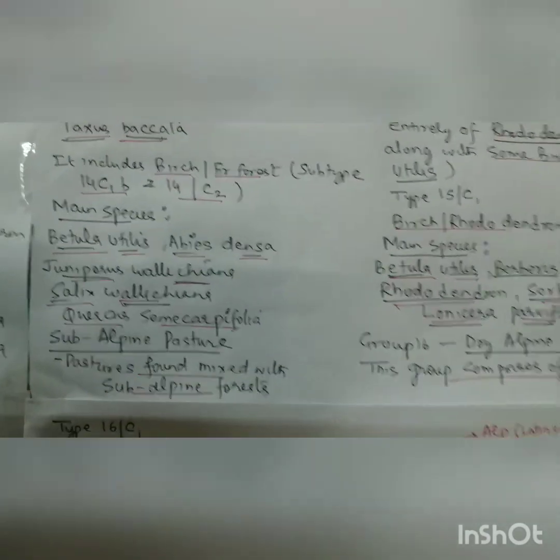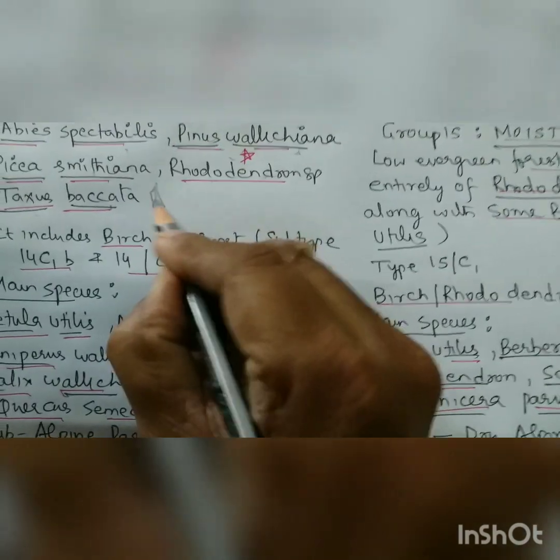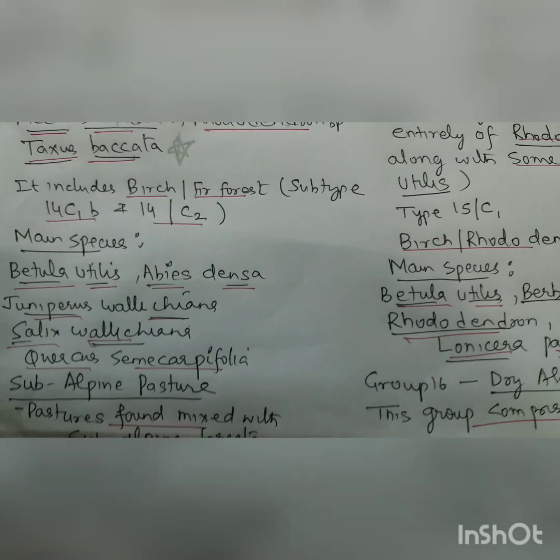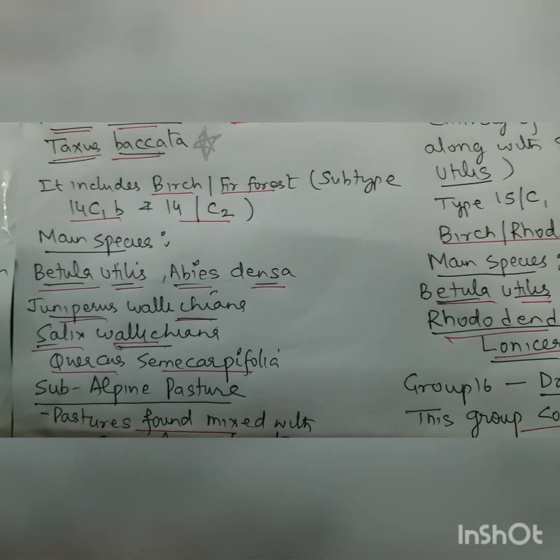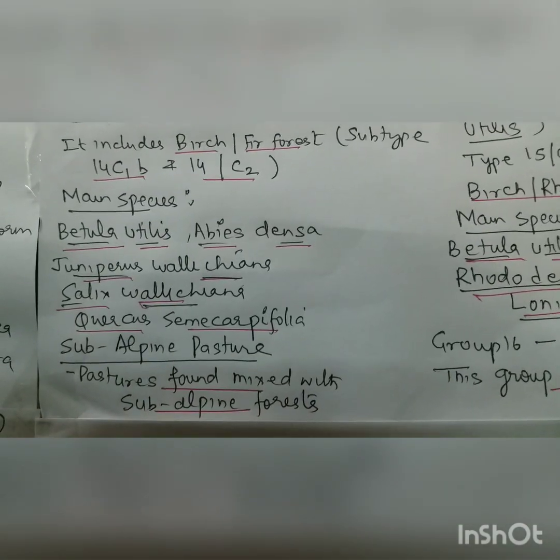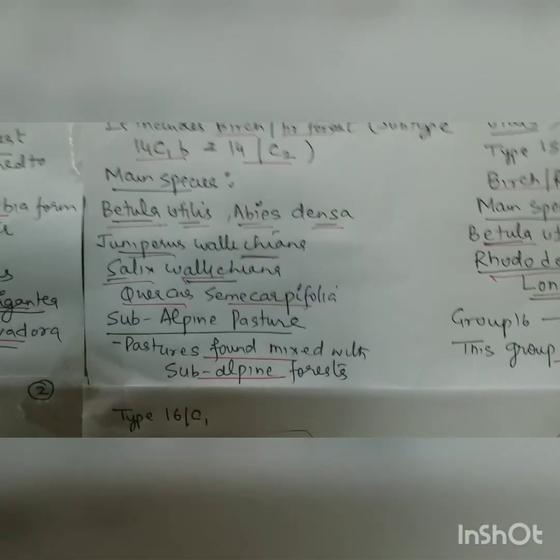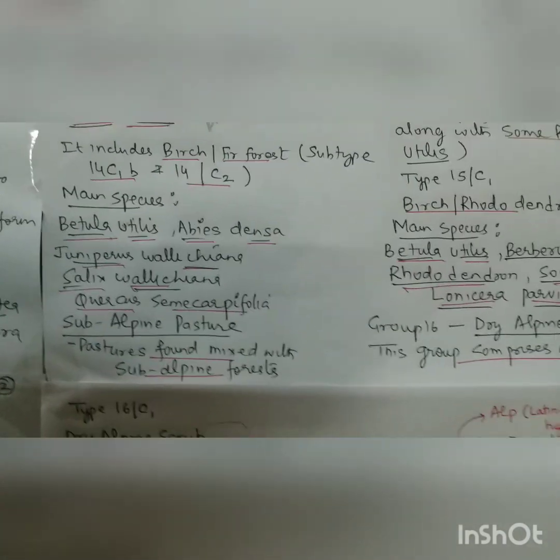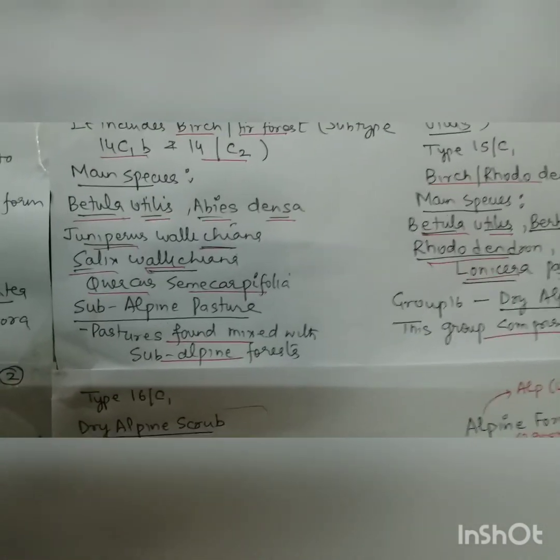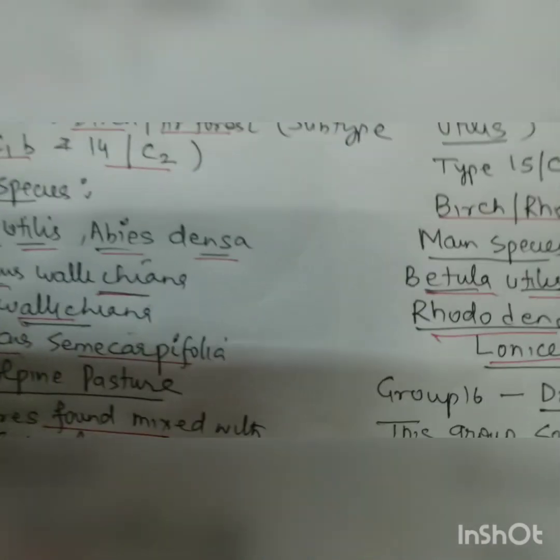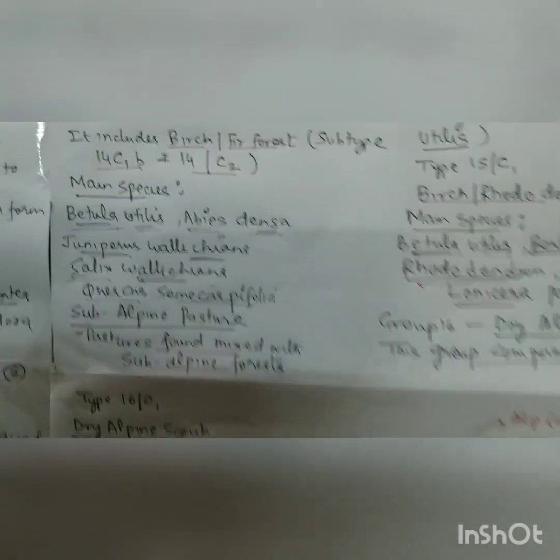Next, after baccata, that very important species I told you, we have the birch and fir forest, that is subtype 14C1, 14C2. The main species are Betula utilis, very important, right? Abies densa, Juniperus wallichiana, Salix wallichiana, Quercus semecarpifolia. Betula utilis, as I told you, is called Bhojpatra. I have already told you in the class.